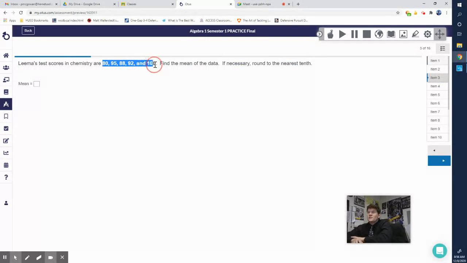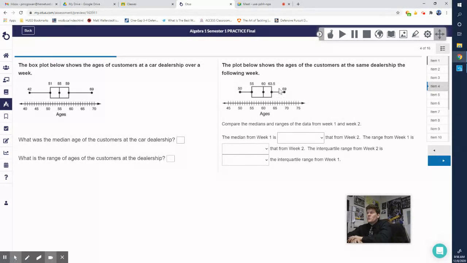This time it's test scores for chemistry. Find the mean of the data. Remember, mean, add them up, divide by how many there are. Round to the nearest tenth. That means you should have one decimal place. One decimal. Number four here, you have two box plots you're comparing together.